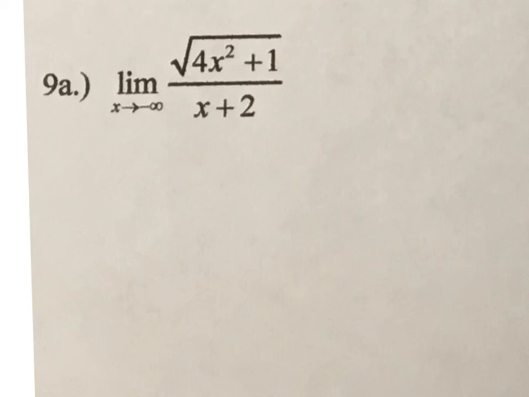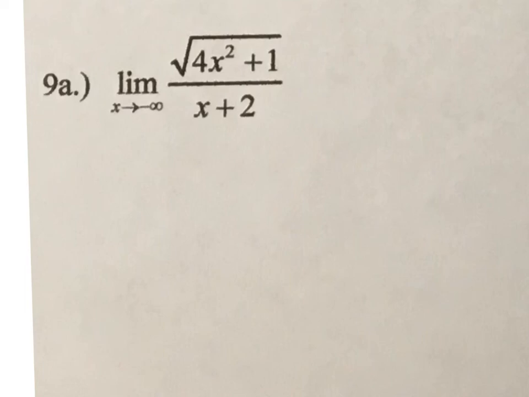And then last but not least, let's take a look at number 9a. Now this time our function is a ratio, but notice that it's not a polynomial over a polynomial. This time we have a radical function over a polynomial. And notice also that the degrees match. The degree on top, since the square root of x squared is actually just x, that means that the numerator and the denominator both have a degree of 1.